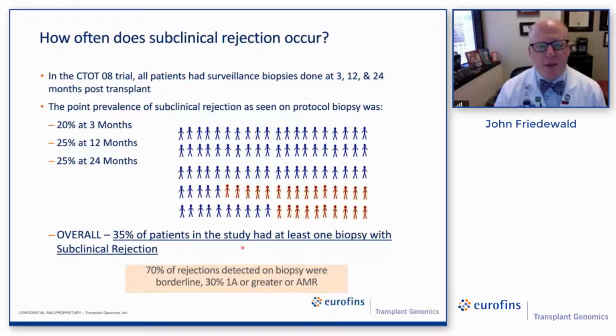And when we broke down the type of rejection, most were cellular rejection, T-cell mediated, and most were borderline. 70% were borderline rejection. 30% were either 1A or greater or antibody-mediated rejection, or some combination of those.